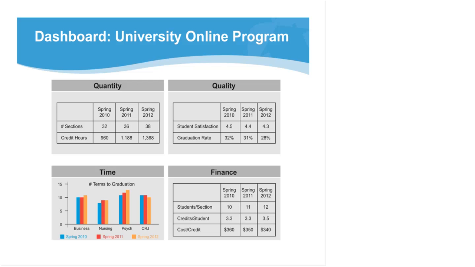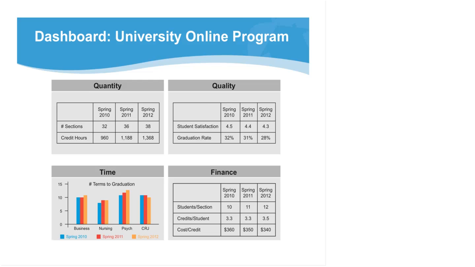So you look at the finance quadrant then. Again, these are some key numbers that are typically used to track the financial performance, financial health of an online program. You want to see the class size going up, which is good financially because then it's less expense per student to offer that class.